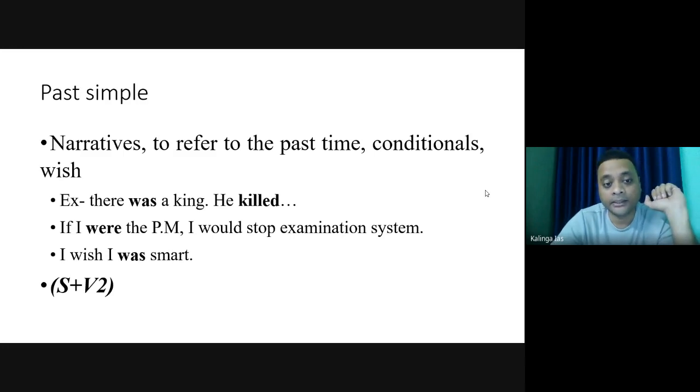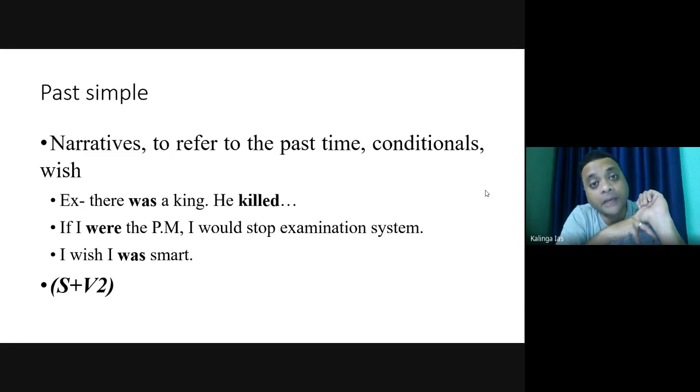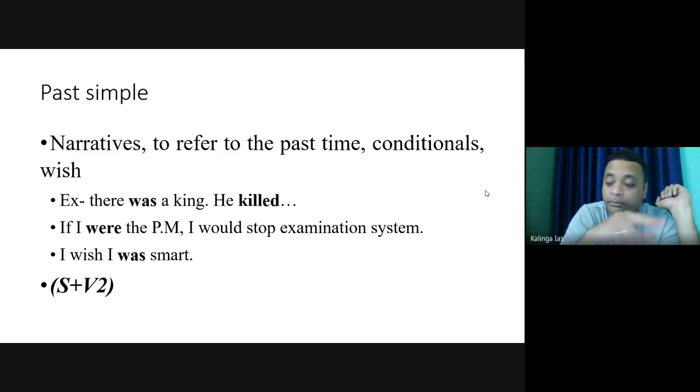Whenever we start a sentence with I wish, then the following chunk of the sentence would be I was or I were even. I wish I was smart. These are the 4 contexts where we use past simple.